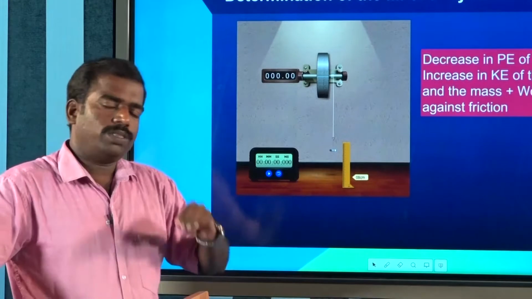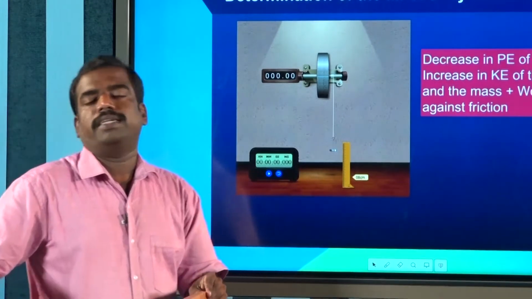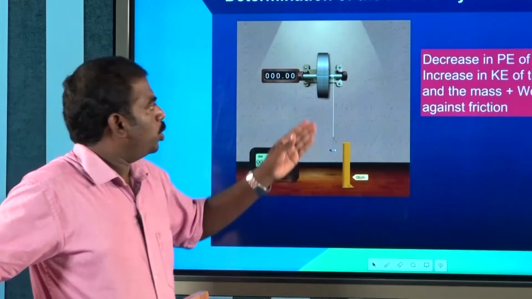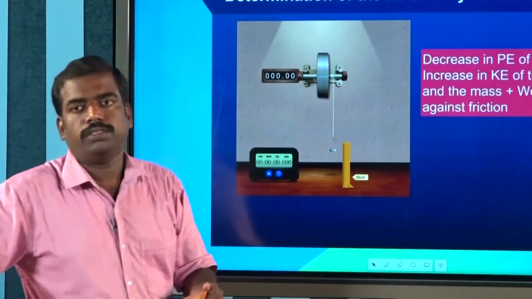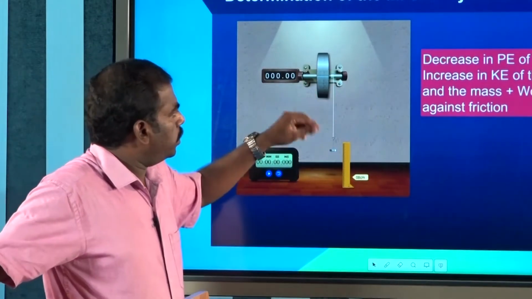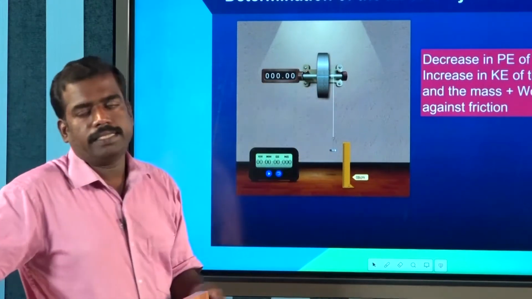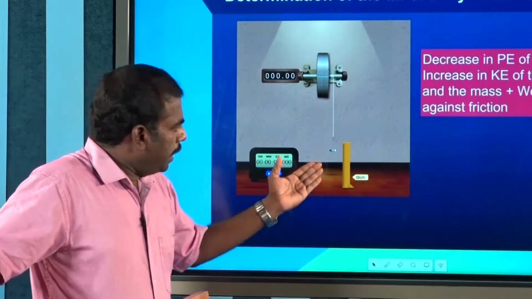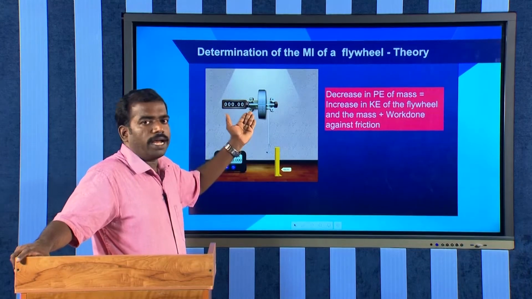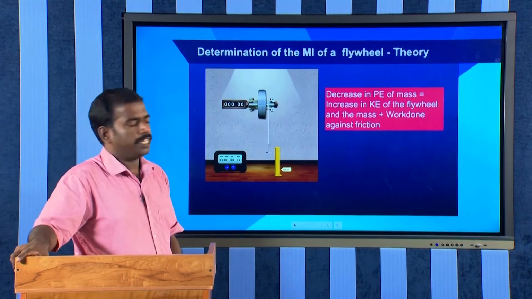For that, you give a definite number of rotations backwards. Suppose you can see here 4 rotations. 4 times it wound over the axle, so that the weight hanger is raised to a height h. Let it be h.